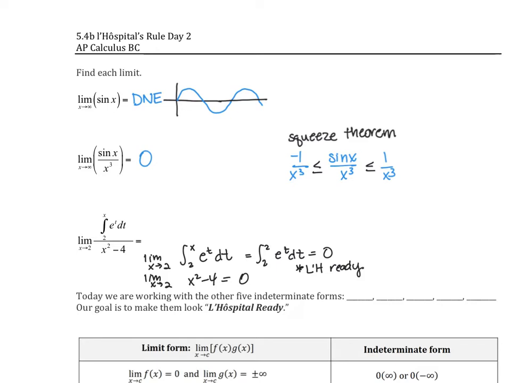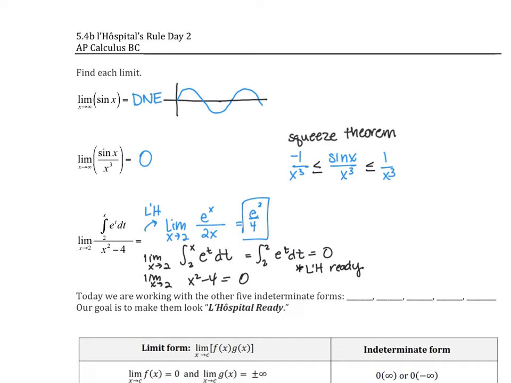And since it is, what I'm going to do now, I didn't leave myself enough room up here, sorry, is take the derivative. I'm going to apply L'Hopital's rule. And then I'm going to be doing the limit as x approaches 2 of the derivative of the integral from 2 to x of e to the t dt, which would be e to the x, over 2x, the derivative of x squared minus 4. And therefore, when I make a direct substitution in here, we would get e squared over 4. So the limit in this case would be e squared over 4.